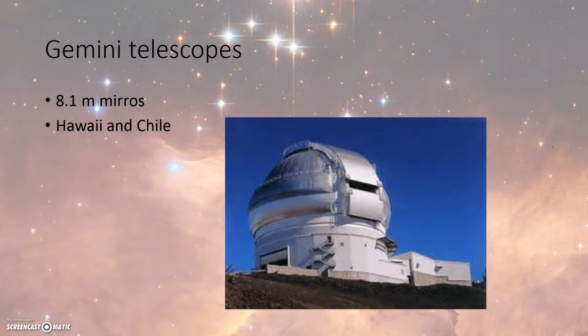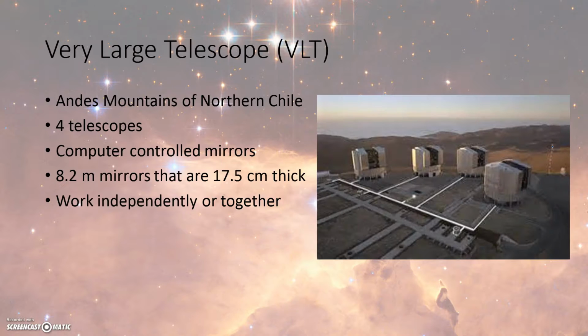Examples of the newer ones are the Gemini telescopes. It has an 8.1 meter mirror. And there are two of them located, one in Hawaii and one in Chile, so that they can cover the total expanse of the sky, north and south hemisphere. And we also have the Very Large Telescope, the VLT, that's exactly its name.